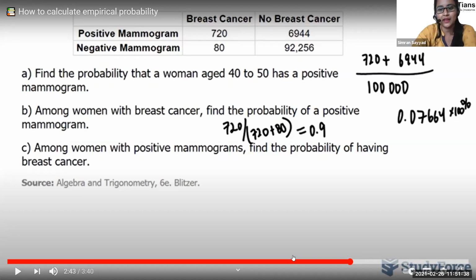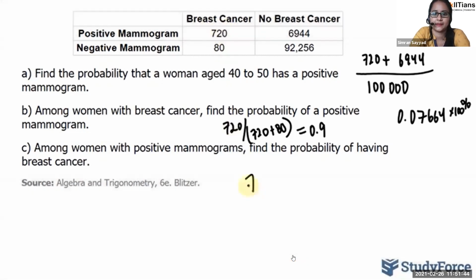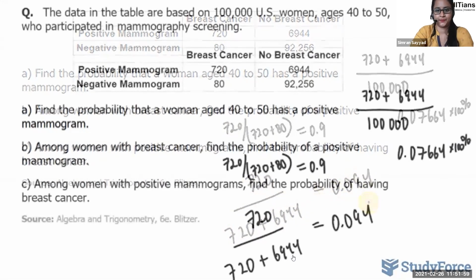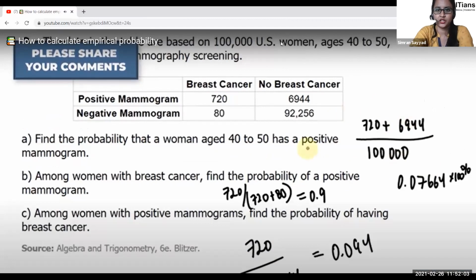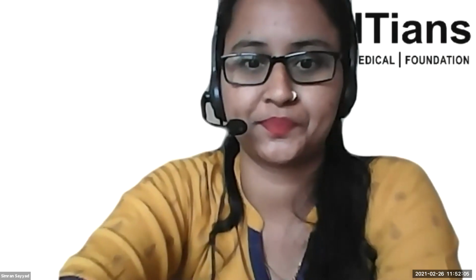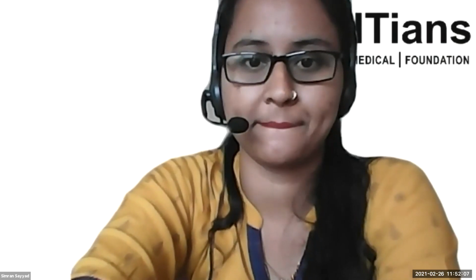So what will it be? 720 divided by the sum of the positive mammograms, 720 plus 6,944. You should end up with a number of approximately 0.04. I hope you have understood this.